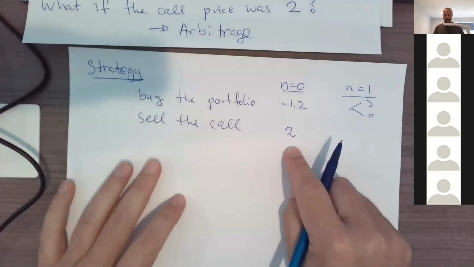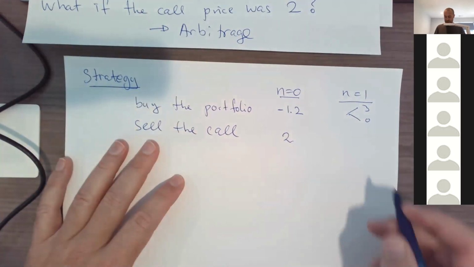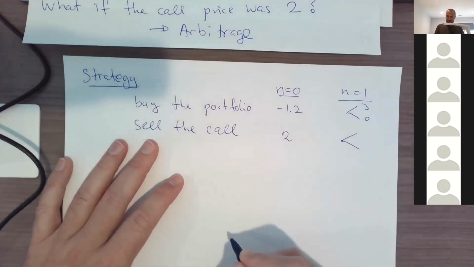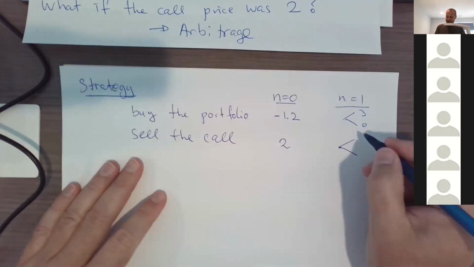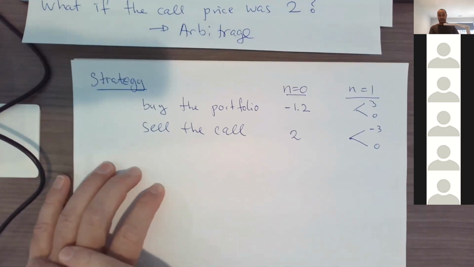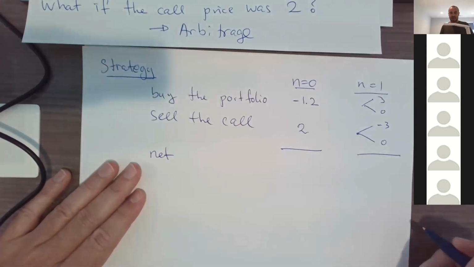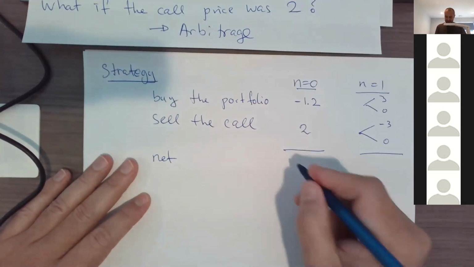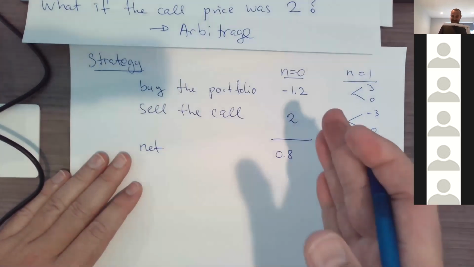Okay, so if that's 2, and we're selling it, we get 2 here, but then of course in the future we have to pay. Now what do we have to pay for the call in the future? Well, there are going to be 2 possibilities. We sold the call, so presumably we're on the hook in the future. So we're either going to pay -3 or, well, 0. And that's a transaction we're making. And so the net effect is what? Well, the net effect today is 0.8. So we're going to get 80 cents.